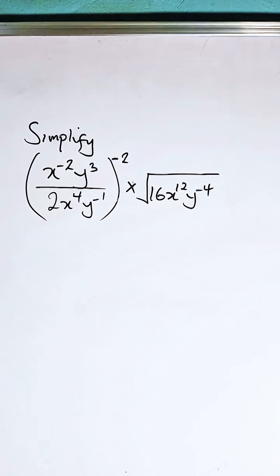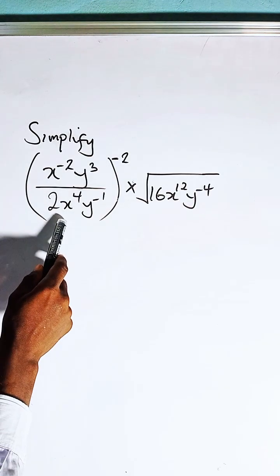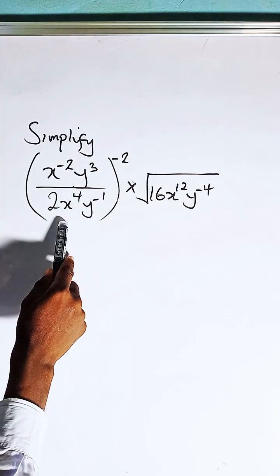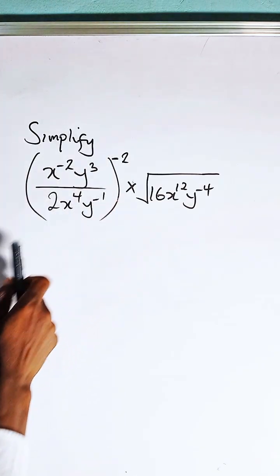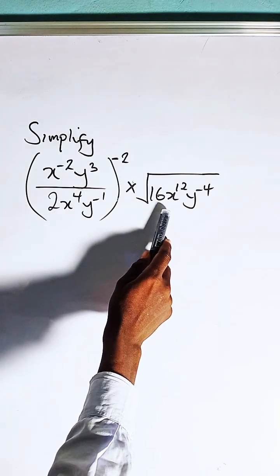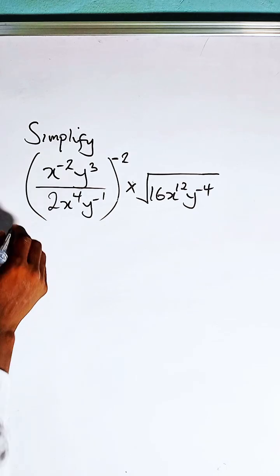The question says simplify this expression. So we have (x to the power minus 2 times y to the power 3 over 2x to the power 4 times y to the power minus 1), then we do the parentheses: x to the power minus 2 times the square root of 16x to the power 12 y to the power minus 4. So how do we simplify this expression?